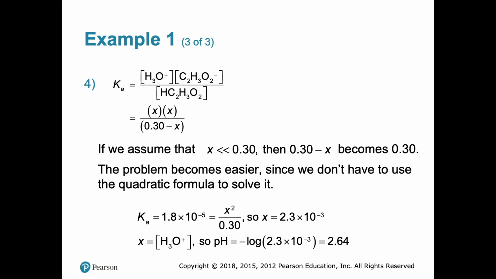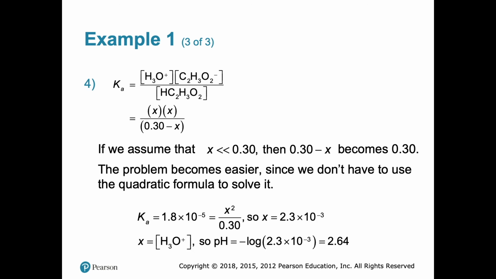Okay. Does everybody know how to solve for x here? You have 1.8 times 10 to the negative 5 equals x squared over 0.3. You just get the numbers on one side, and then you'll have left over just x squared, and then you take the square root of both sides. Right? And that's how you get the 2.3 times 10 to the negative 3.